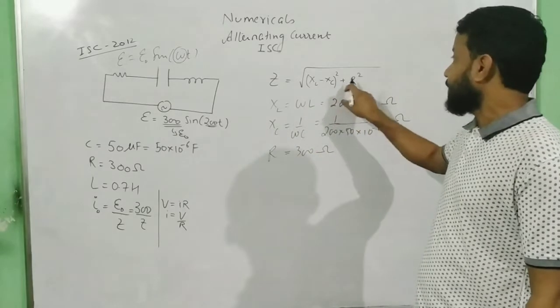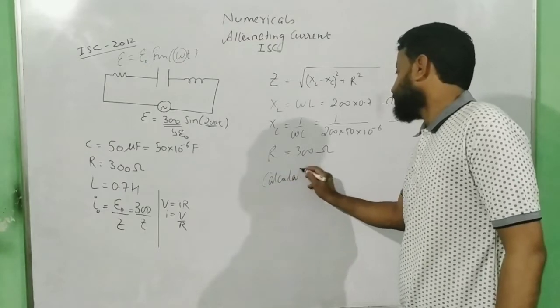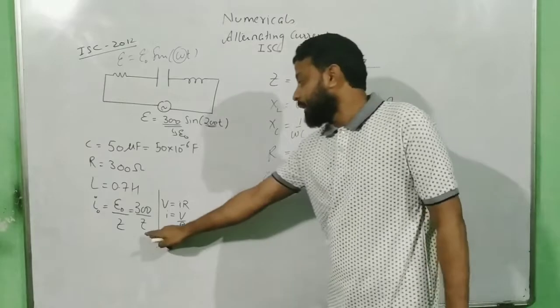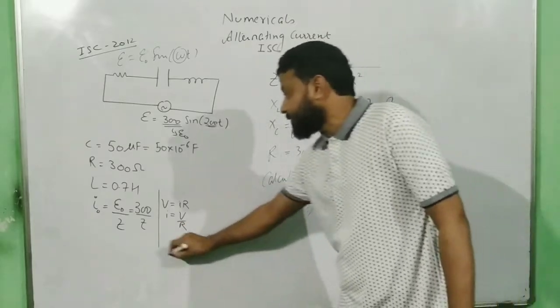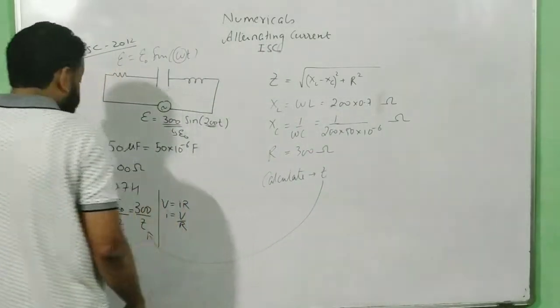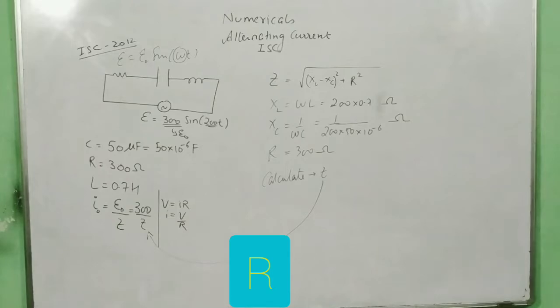Use these values over here and over here, and then you calculate Z. Where will you put this Z? You are going to put this Z over here. So when you take this value of Z over here, you get the value of current, and that current is your final answer. Okay, that's ISC 2012. Pause the video and take a note of this.